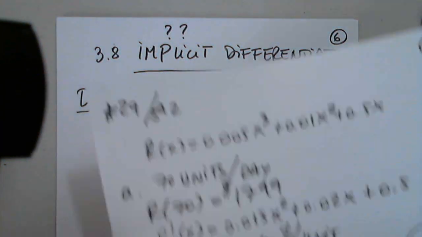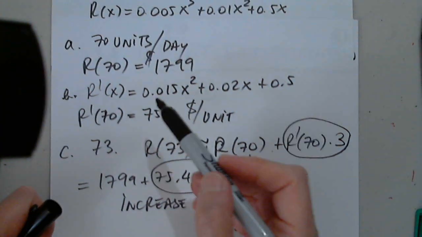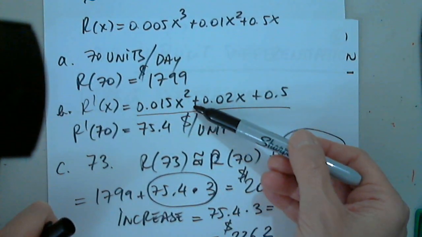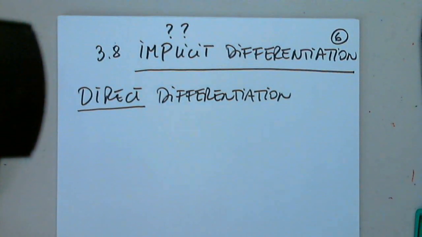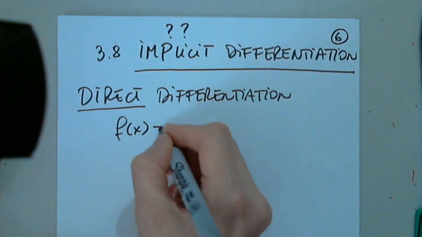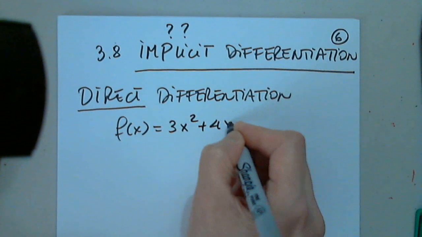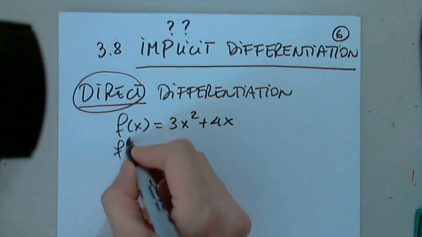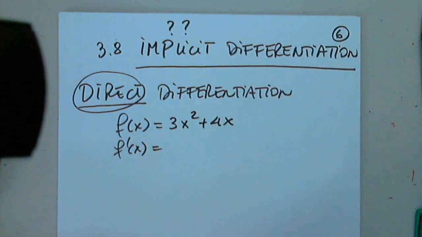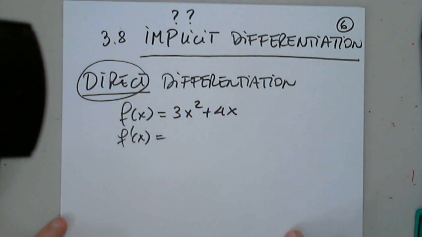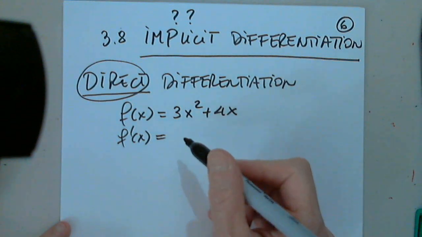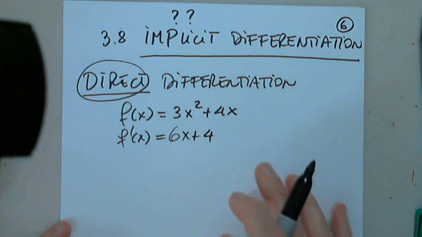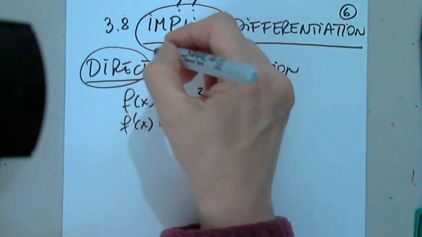This is direct. I have the function, I'm differentiating. So as an example right here, if I have a function f of x equals 3x squared plus 4x, I'm using direct differentiation to find f prime. Can anyone give us this? Very simple. 6x plus 4. That's it.